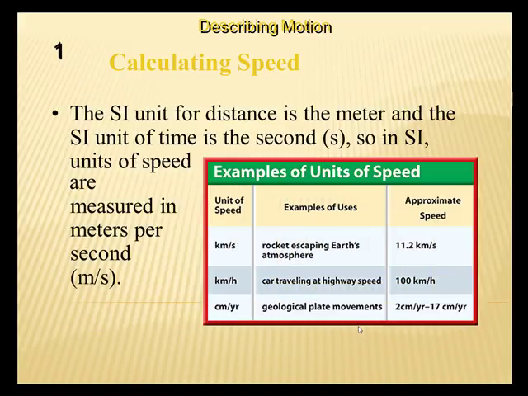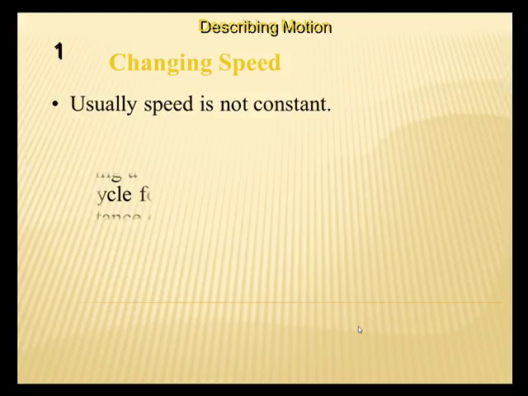As you can see, here is a list of the standard units of measure for speed. Typically things like kilometers per second, kilometers per hour, centimeters per year. You may have heard of other calculations like miles per hour when we're talking about vehicles in the United States.